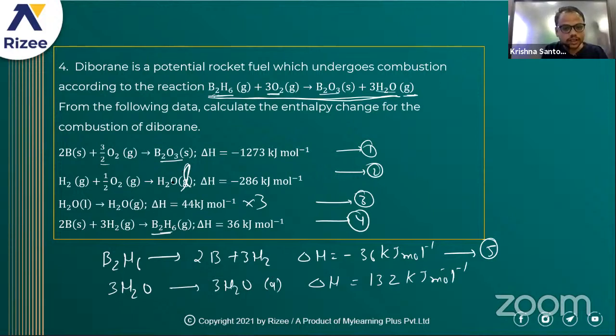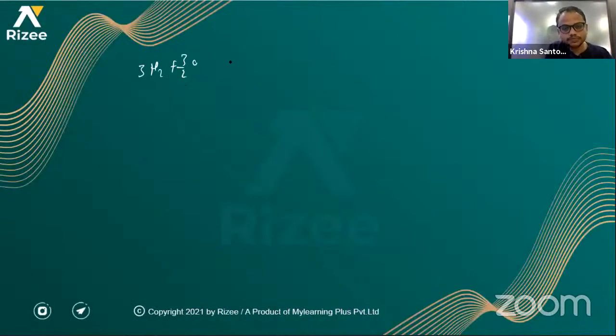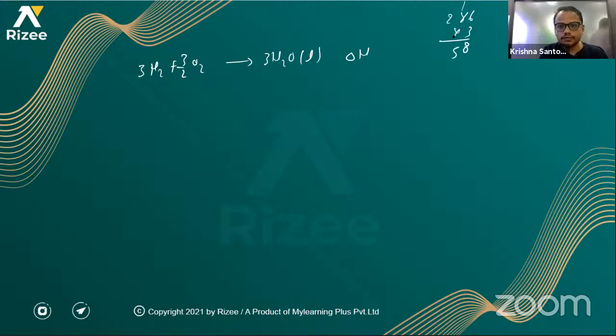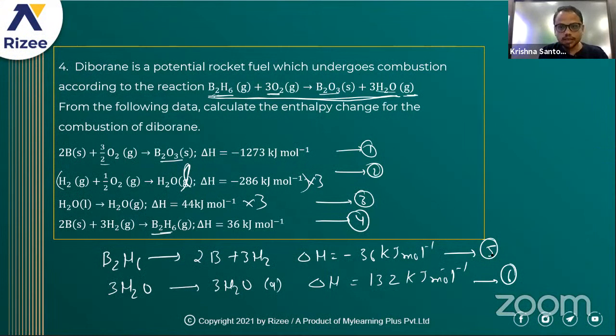We also have to multiply this one with 3 because 3 by 2 O2 is there. So this one into 3. So I will get 3H2 plus 3 by 2 O2 gives rise to 3H2O liquid. The delta H value will be equal to 286 into 3. So 286 into 3 I can write as minus 858. Yes. Okay, so this is our sixth equation and this is our seventh equation.